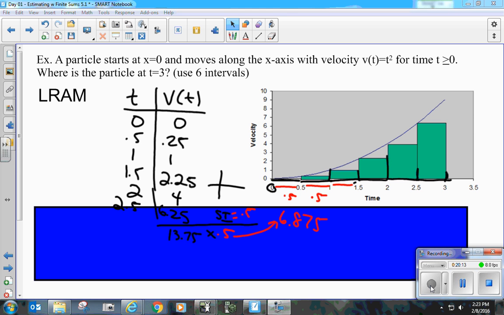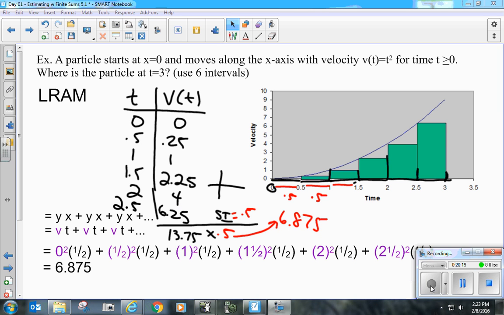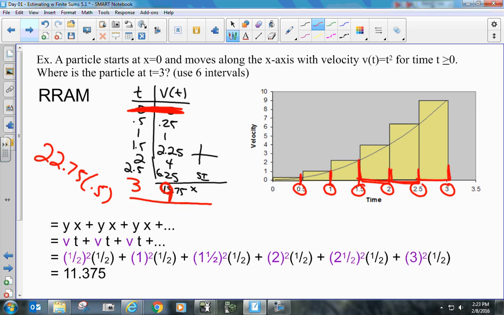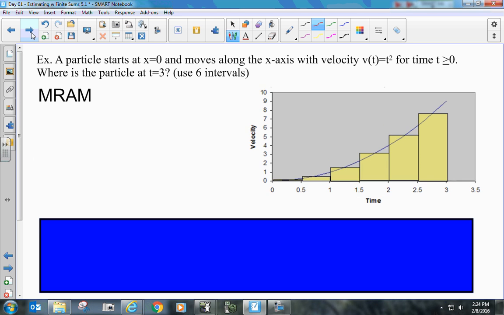Okay, so we went ahead and did the LRAM and RRAM without recording. But if you did your LRAM correctly, it is 6.875. If you did your RRAM correctly, which most of you did, you get 11.375. Now the MRAM. You need to figure out what is the middle for each one of those intervals, and that's going to be your t value that you square.